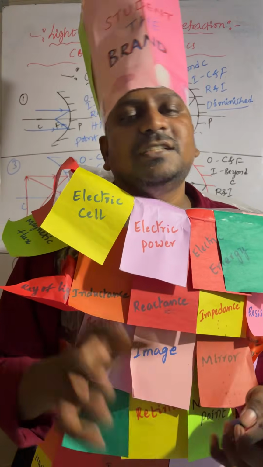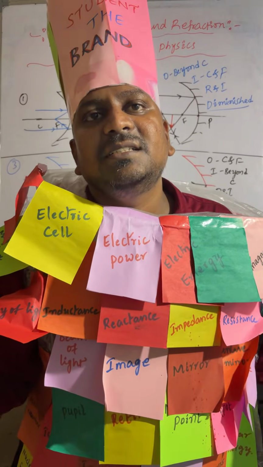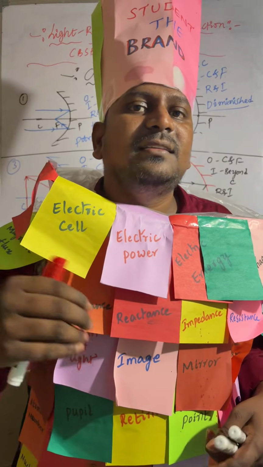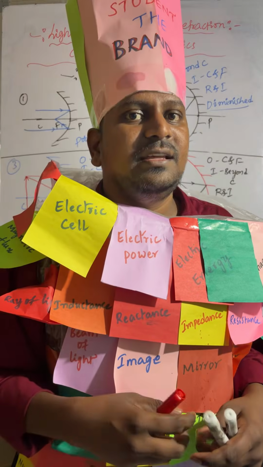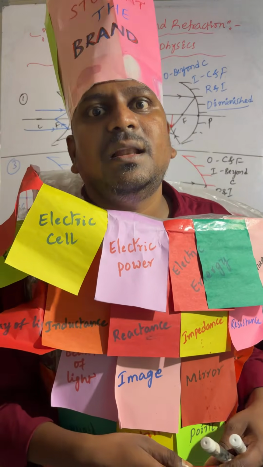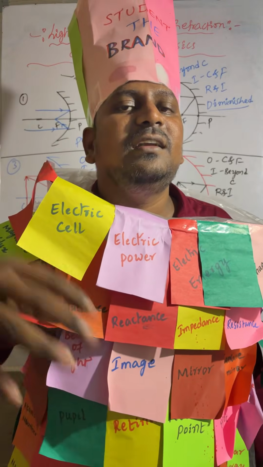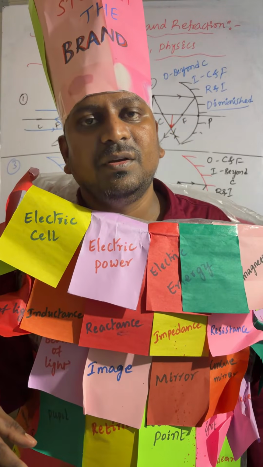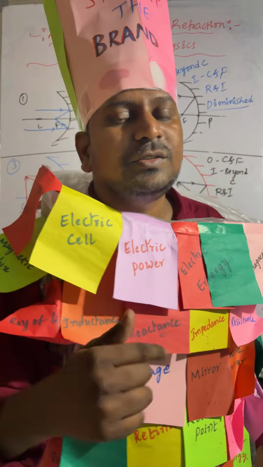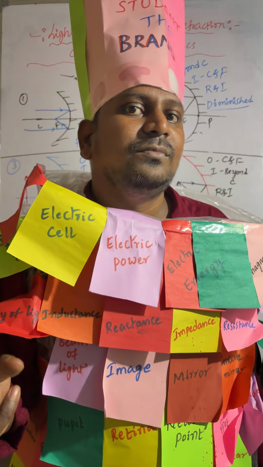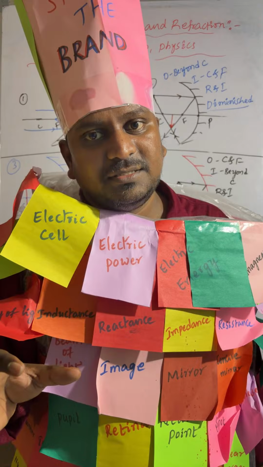So the sixth one is very, very important. Sir, why is the sixth one very important? Because in the exam, if a 3 marks question is there from the light chapter, this is the high priority question. So you have to give high priority to this diagram. That much important it is.